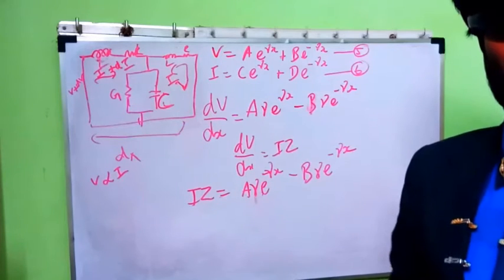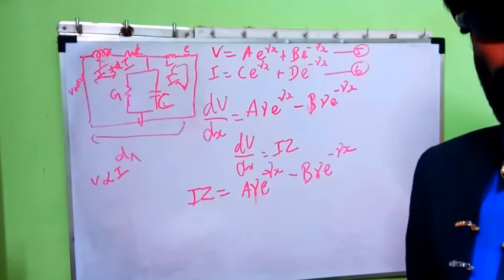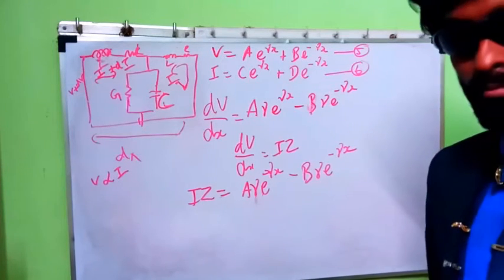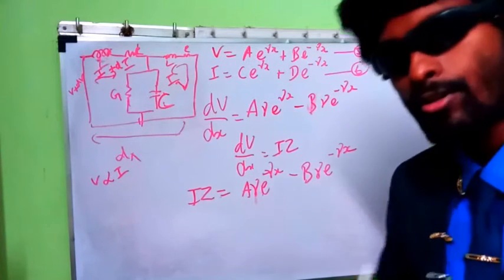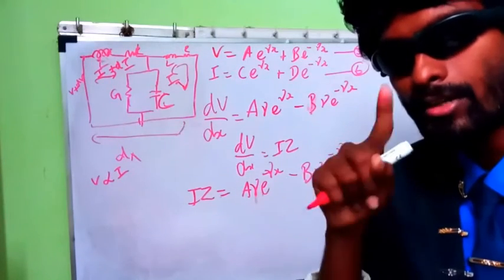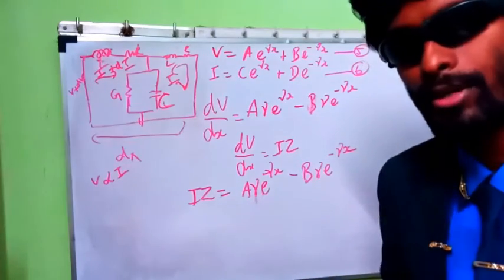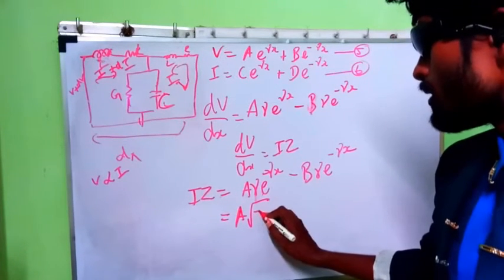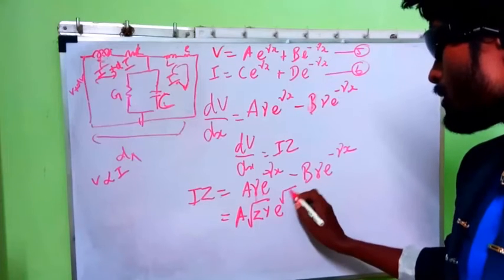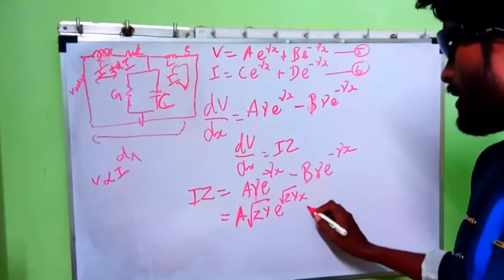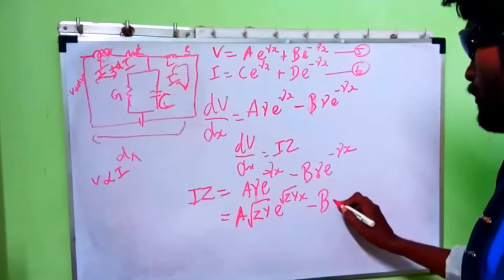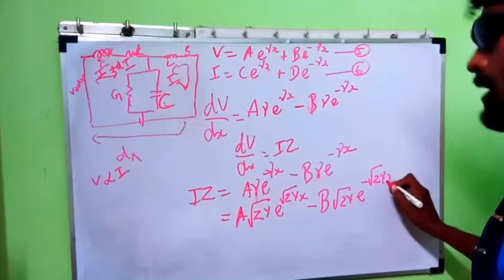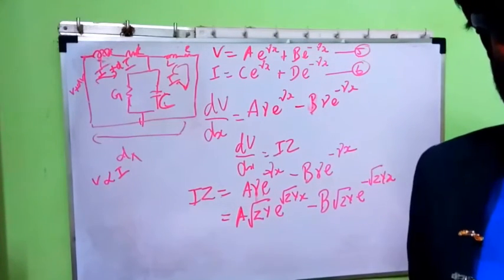That's all. Afterwards, I'm going to do a small substitution right here. What is ψ? It's the propagation constant, which is the root of ZY. You know, go back to the previous video and you can find this ψ value. So IZ equals A root of ZY e^(root of ZY x) minus B root of ZY e^(−root of ZY x). And that's all about this parameter.